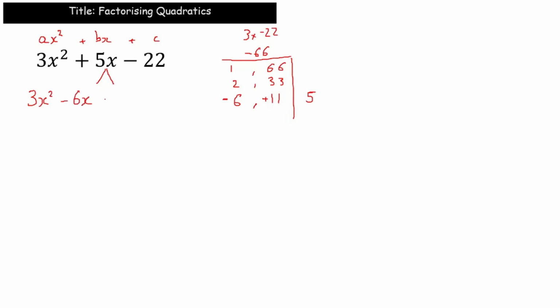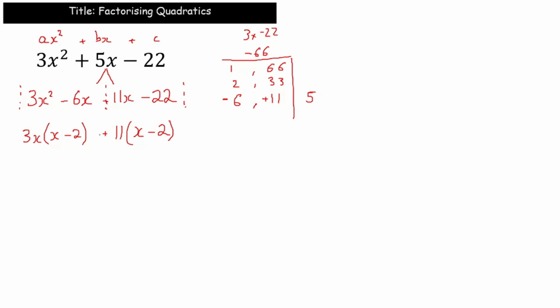We're going to split it into minus 6x plus 11x minus 22. Alright, now as you can see here, I haven't changed my expression, they are exactly the same. It's just if I was to simplify this going up, I would get 5x. Now all we do is we factorize the left hand side and we factorize the right hand side separately. So what we can factorize out of this is 3x, and we're left with x minus 2, and then we factorize out of this one 11, and you're left with x minus 2.